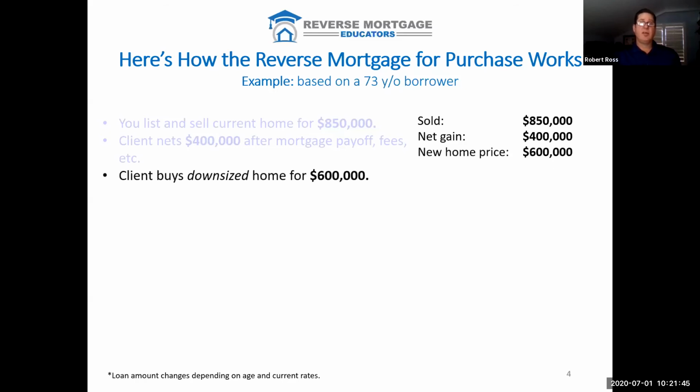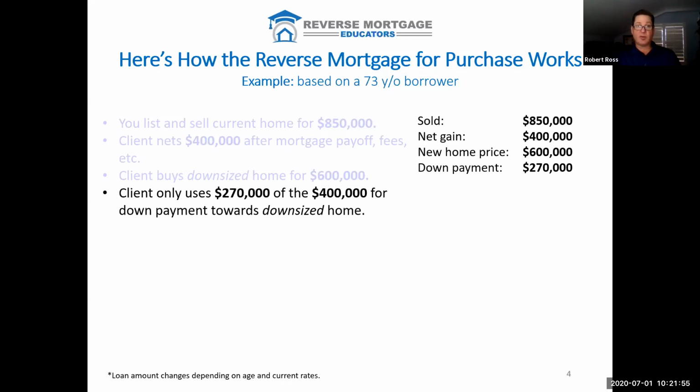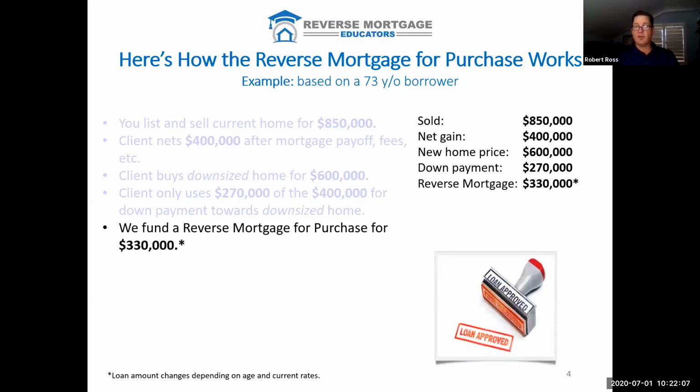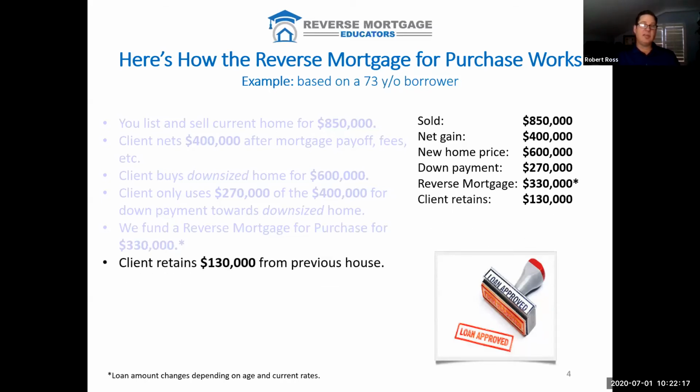So let's say after they sell their house for $850,000, you locate them a replacement home for $600,000. Based on their age of 73, of the $400,000 they netted from the $850,000 home, we say, look, you're 73, why don't you put down the minimum of $270,000 on the house of $600,000, and I'm going to fund the difference of $330,000 on a reverse mortgage for purchase. So there you go. What I like about this transaction right now is that first, they didn't use all their proceeds as the down payment.